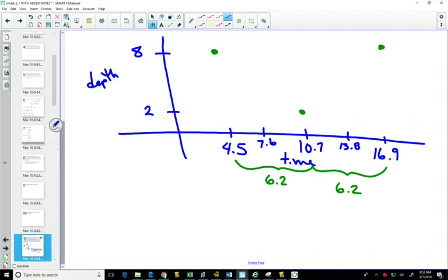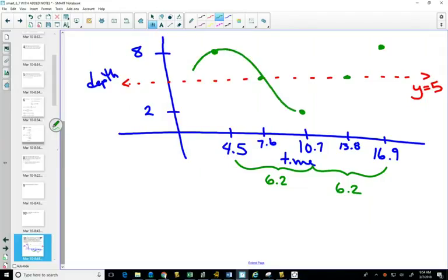What also do we usually have on a sine graph? Well, we usually have a center line. I'm going to take a wild guess that my center line is in the middle. And I can label this, well, what's right in the middle between 2 and 8? 5. And so at 7.6, it will be at the center line. At 13.8, it will be at the center line. And here is our graph.